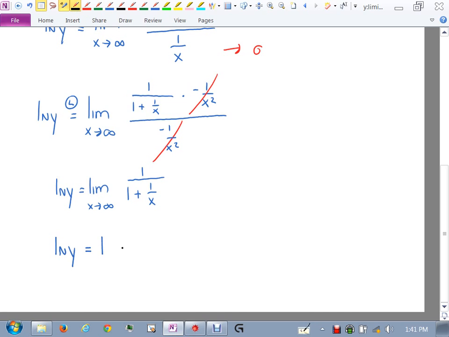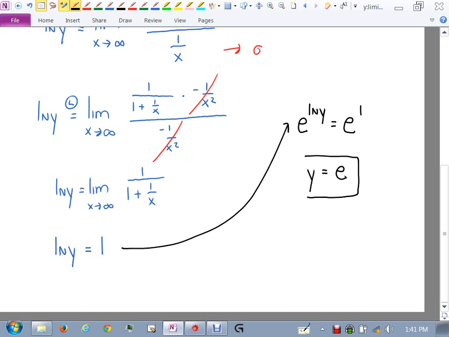And we're not done, right? Because now you have to get that y by itself. E to the natural log y equals e to the 1. Right? You take e on both sides. So y equals e to the 1. What's e to the 1? E. Y equals e. So that's the definition of e.